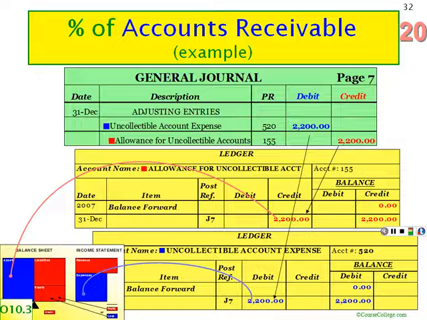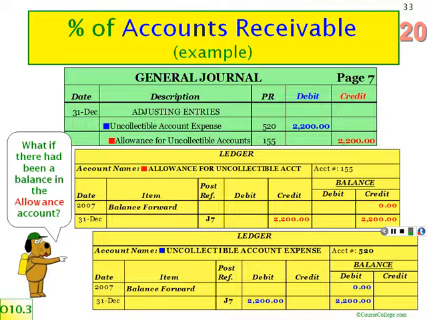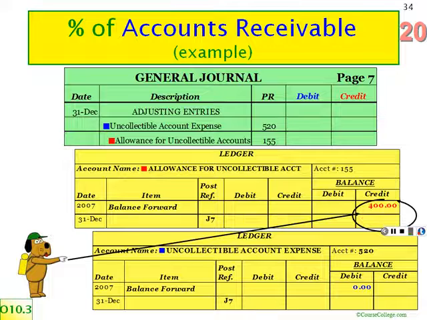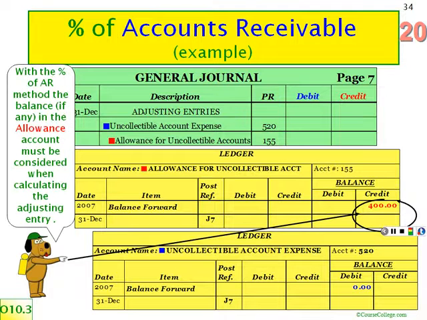All right, but what would have happened if there was a balance in there? What if there was $400 credit balance sitting in there? Would that happen very often? Well, yes, it happens constantly. That's the norm. No one gets it perfect. You can't. It's too big of a guess. But let's say it had a credit balance. It could equally likely have a debit balance. It's not unusual at all to have a debit balance in there.